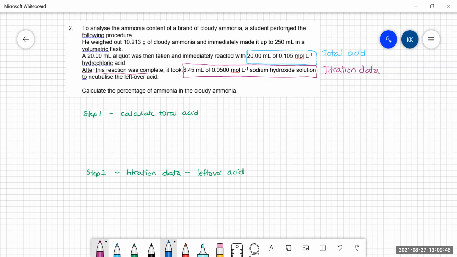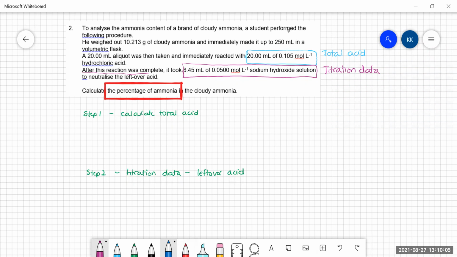Finally, we need to work out what it is that we need to find. We are to calculate the percentage of ammonia. It's very important to remember what it is that you have to calculate. So let's proceed. First of all, let's calculate our total acid.